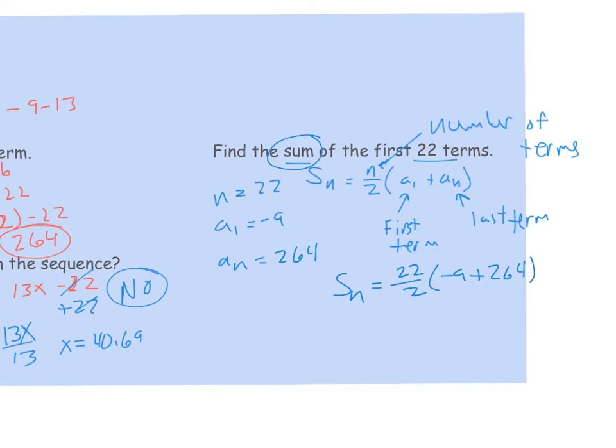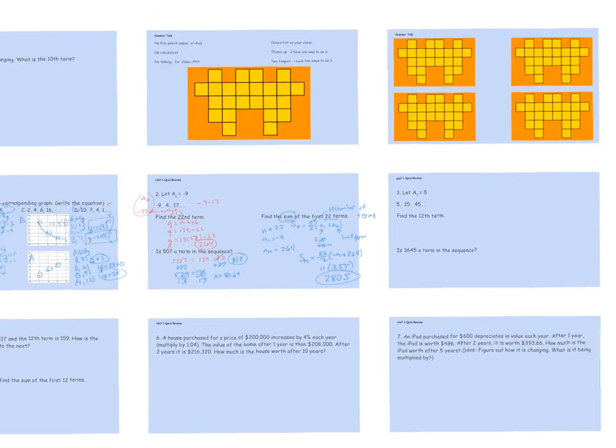Okay, I think I've got to do that quick. 11 times, whatever, negative 9 plus 264. That's 255. And then just multiply 11 times 255. 2805. So the sum of all those terms is 2,805. Okay.